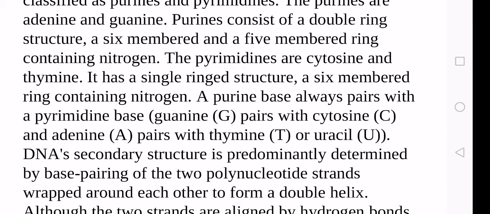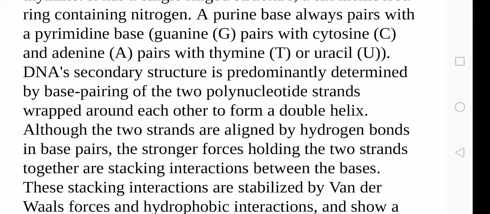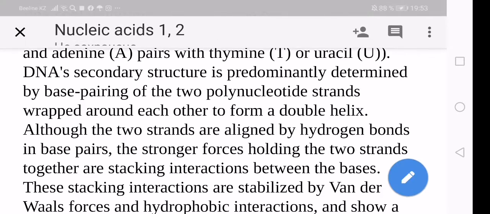A purine base always pairs with a pyrimidine base: guanine pairs with cytosine and adenine pairs with thymine or uracil. DNA secondary structure is predominantly determined by base pairing of the two polynucleotide strands wrapped around each other to form a double helix. Although the two strands are aligned by hydrogen bonds in base pairs, the stronger forces holding the two strands together are stacking interactions between the bases.